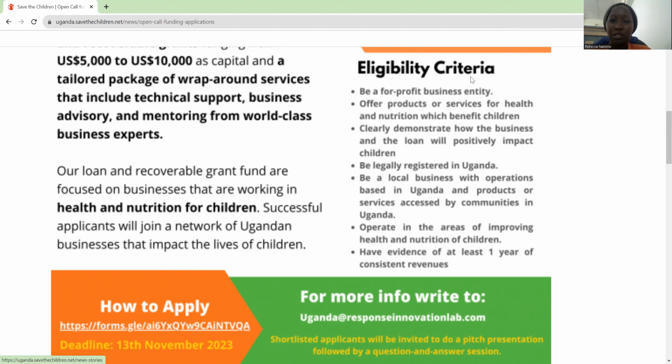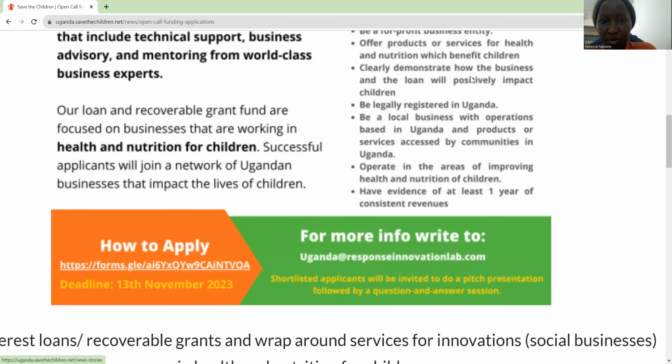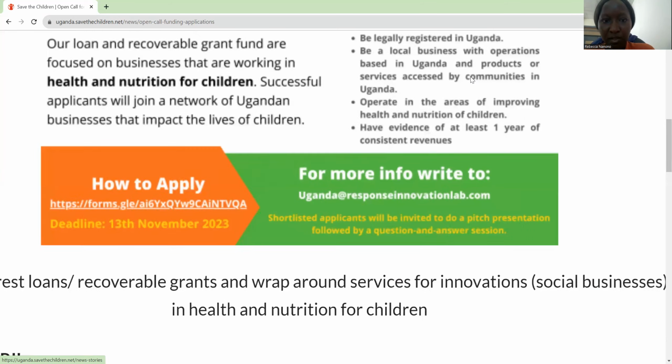You should be legally registered in Uganda. You should be a local business with operations based in Uganda and products or services accessed by communities in Uganda. You should operate in the areas of improving health and nutrition of children. And lastly, you should have evidence of at least 1 year of consistent revenues. In case you have more information, you can write to the email that you're seeing there.